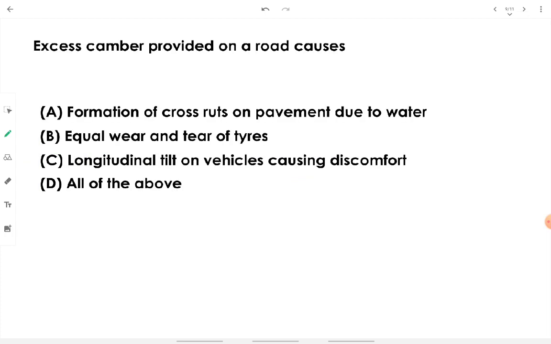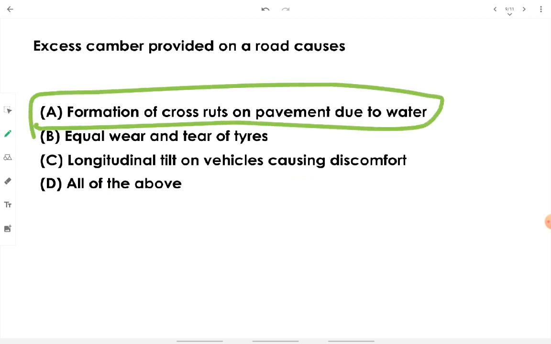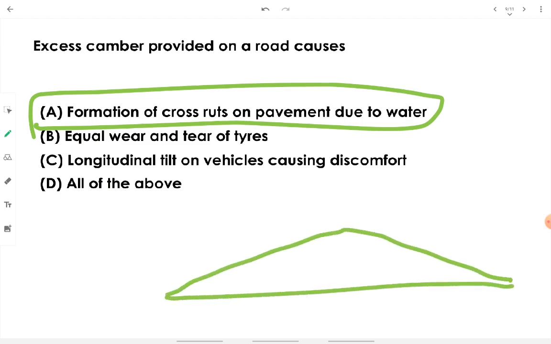Okay, let's go to the next question. What will happen if you are providing excess camber? Excess camber causes formation of cross ruts on the pavement, due to water and also due to vehicles. Now see what is going to happen. For example, this is a road which has been provided with a high camber value. This specific zone is kind of weak because it does not have that much thickness. This section gets weaker. Because of continuous rainfall and continuous traffic, it is going to get stressed and it will form cross ruts.